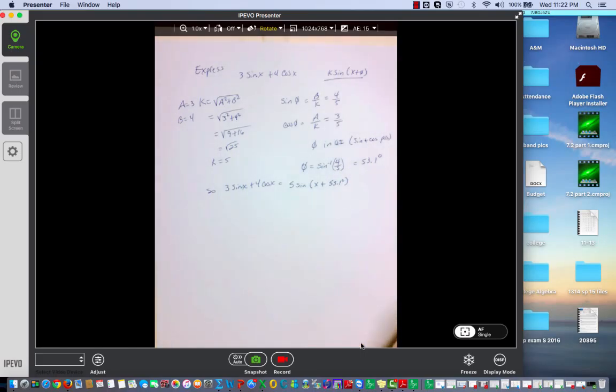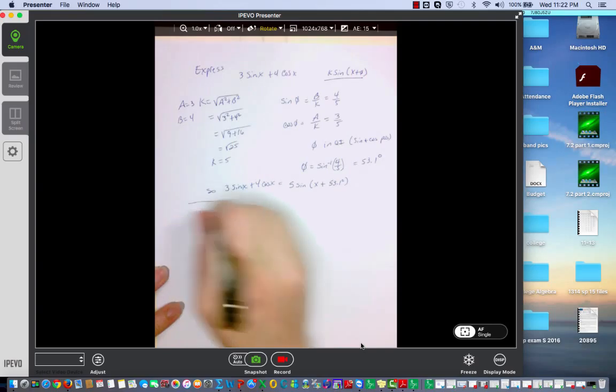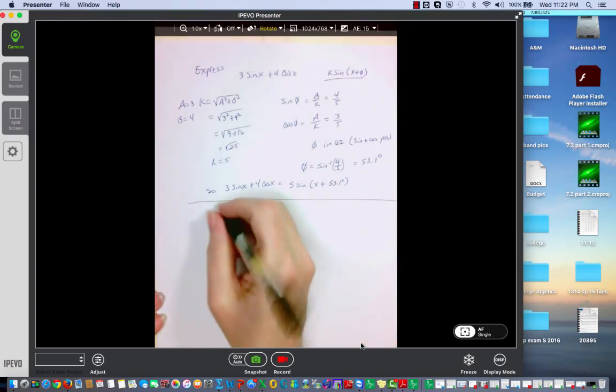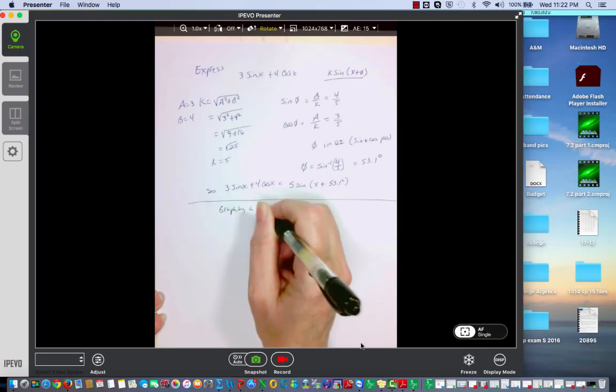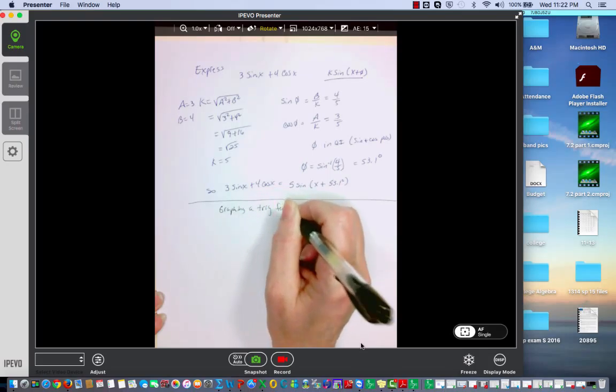The last part we're going to do is we're looking at graphing a trig function.